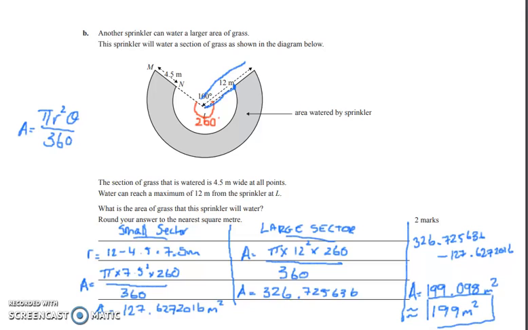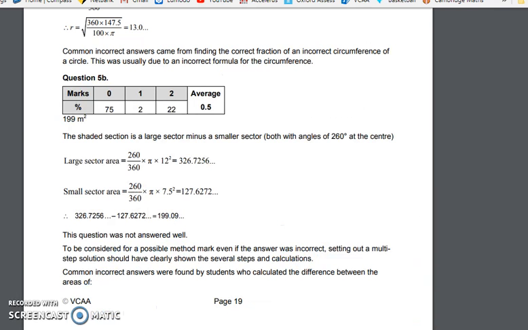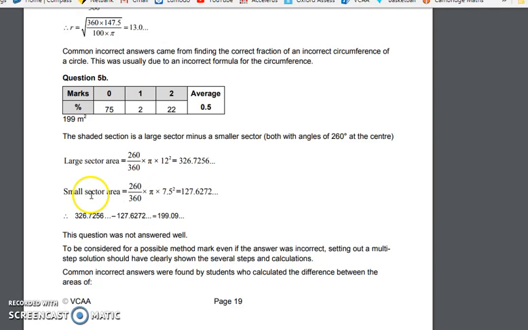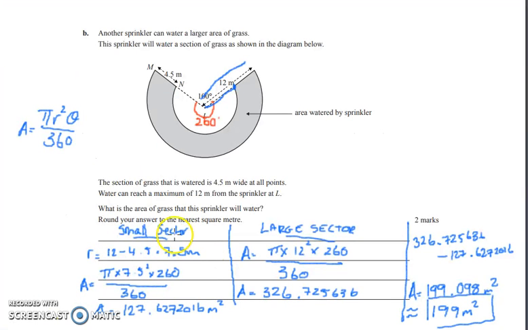Let's have a look at the assessor's comments for this one. 199 metres squared was given there, and only 22% of the cohort managed to get full marks. 2% managed to get 1 mark, and a large 75% of the cohort couldn't even get the 1 mark. So 75% of the cohort could not even identify using this formula and get the area of a small or larger sector. That's what 1 mark was given for, and the second mark was for this calculation here, which I think is a pretty poorly answered question for very simple calculations.